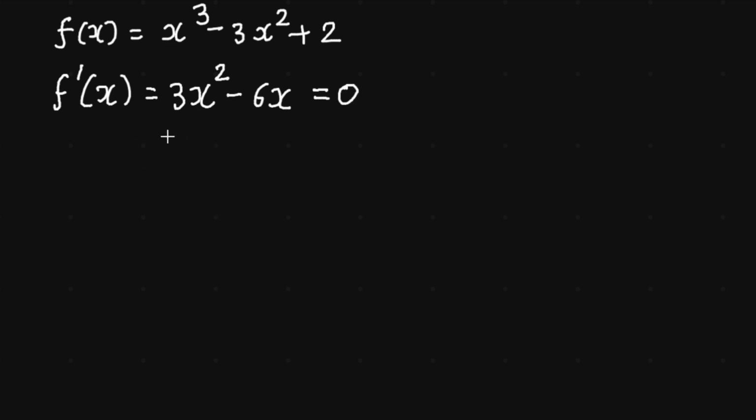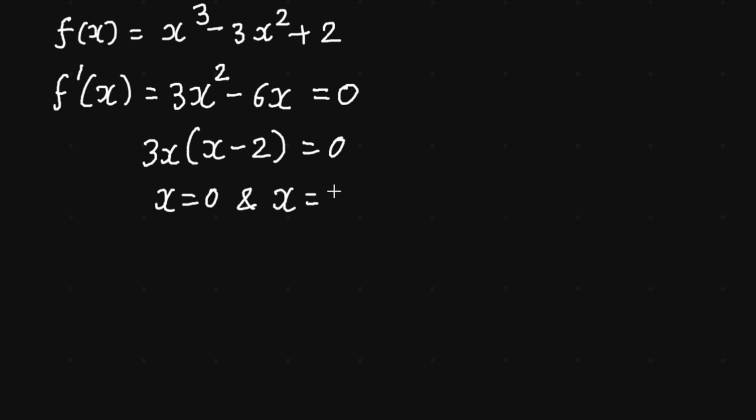We can factor out 3x from both the terms. So in the parentheses we will have x minus 2, which is equal to 0. So after solving this equation, we get x equals 0 and x equals 2. So now we have two critical values, 0 and 2. Now let us check the second derivative test.